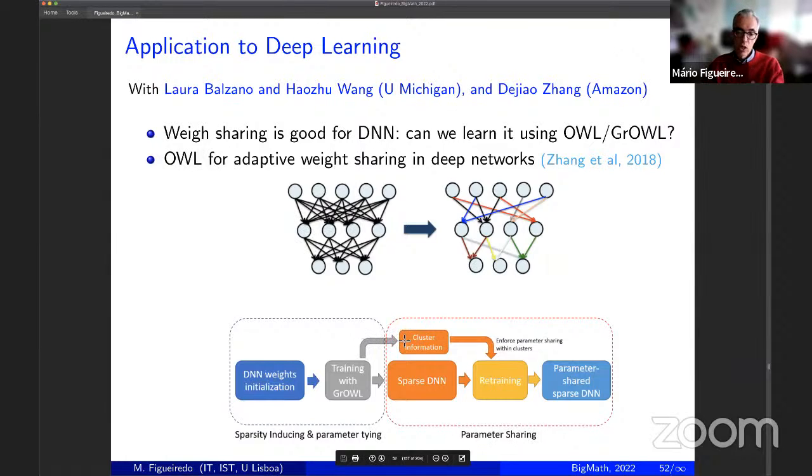So we identify which components were tied together, were said that they should have the same value. We add sparsity as well, because some of them will be zero. So we go from here to here where there is sparsity. Some connections are gone, and there is sharing. For example, these two red lines, of course, it's just an illustration, share the same value. And then we retrain under this constraint that these two red values are the same and there's sparsity. And in the end, we have this parameter shared sparse deep neural network.